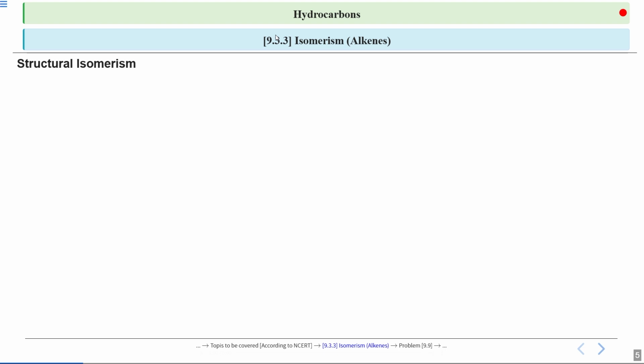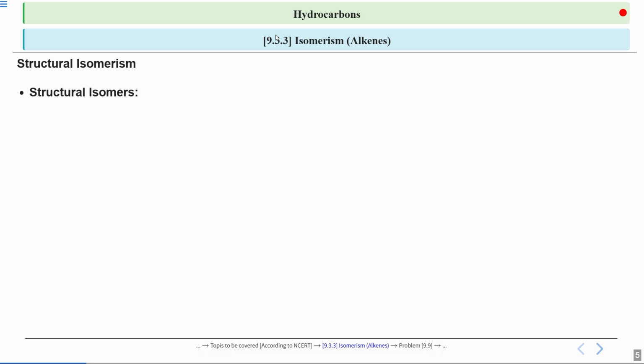So here we are starting with the topic of structural isomerism in hydrocarbon. Structural isomerism refers to compounds that have the same molecular formula but differences in the arrangement of atoms within the molecule. So this is an important concept in organic chemistry as it explains how molecules with the same number of atoms can have different properties.